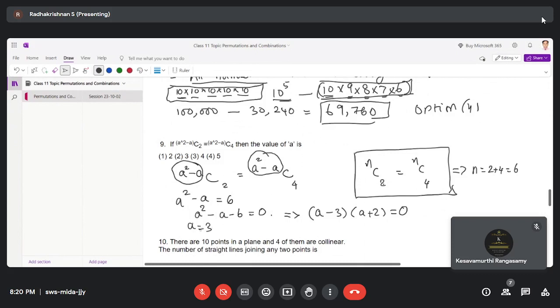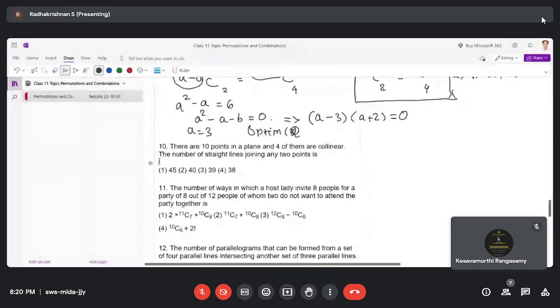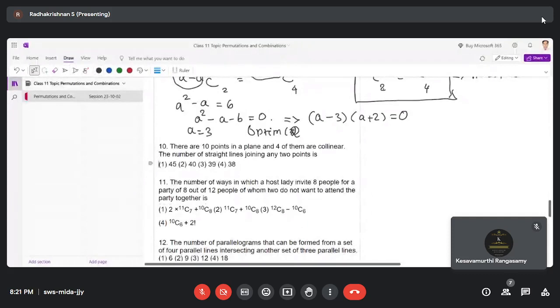So option 3, right? A equal to 3. It's option 2. A equal to 3 is option 2. Yeah, be careful. After doing all that, you make such a silly mistake.